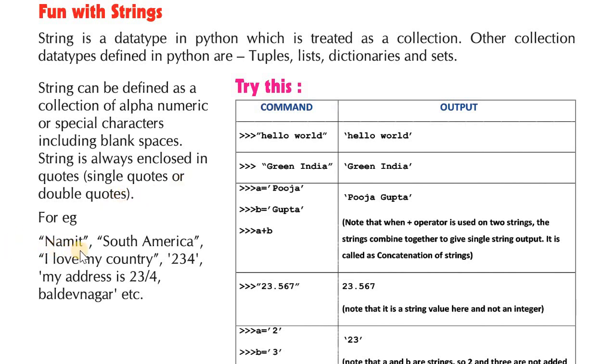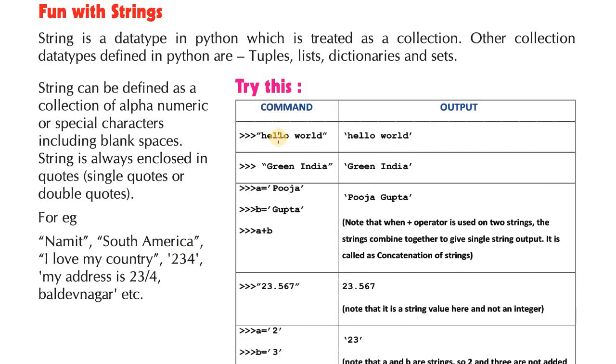Say for example, "Namit" within double quotes, "South America" within double quotes, "I love my country" within double quotes, then 2, 3, 4 together enclosed by single quotes. Again, 'my address is 23/4, Baldev Nagar' with a single quote after that. So this is one entire string.